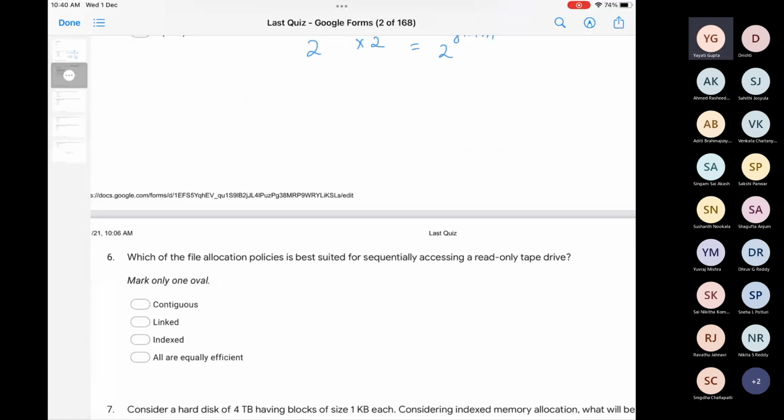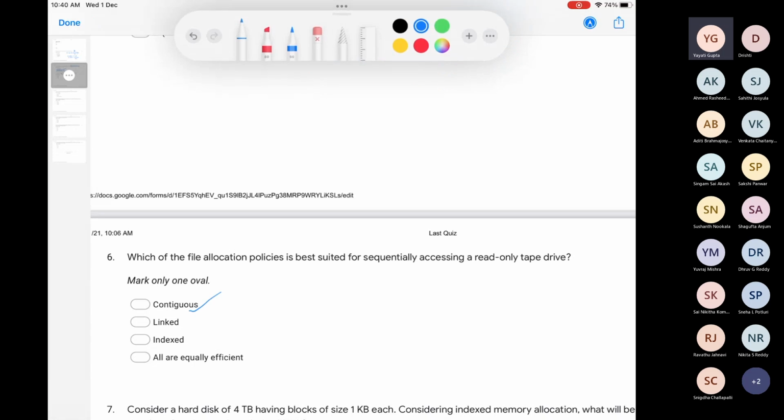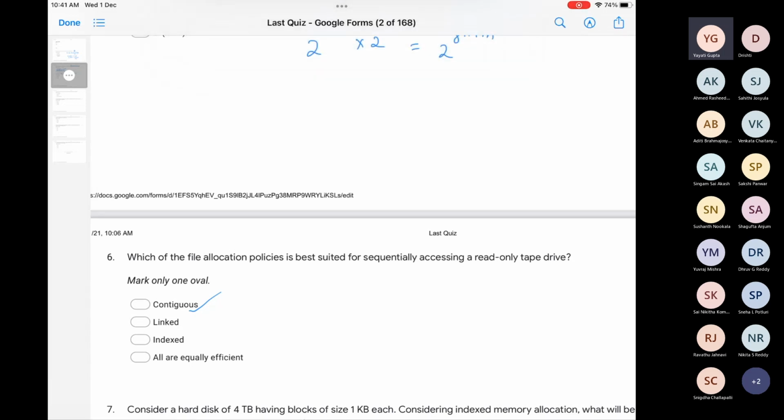Which allocation policy is best suited for sequentially accessing a read-only tape drive? Again, most of you have got it correct. It is contiguous memory allocation. Why? Because we are not doing any rewriting, right? So there will never be a case that you'll suffer from the problem of external fragmentation. So that's why you can use contiguous memory allocation, because you are told that you are never going to do a write. Furthermore, all the accesses which you are doing, they are sequential. So it's best to store your data in contiguous sectors.